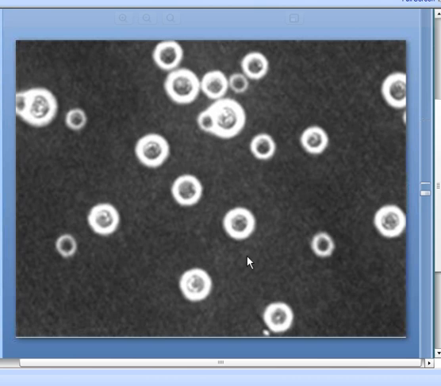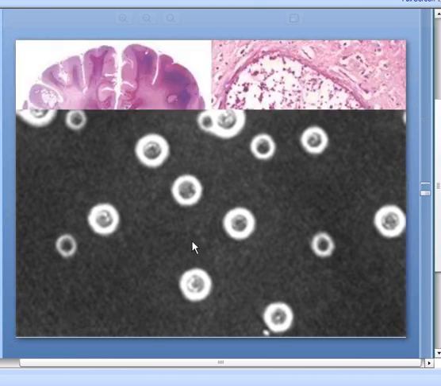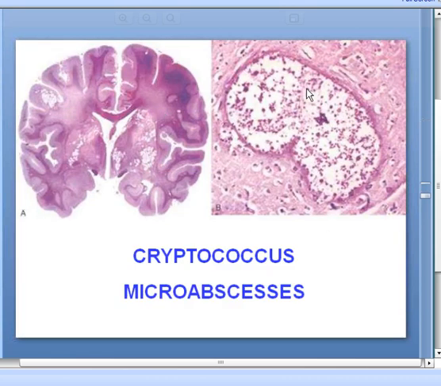As you might also guess, you don't need a stain for this. You just get some India ink, mix it with your spinal fluid, and look at it under the microscope. You see all these white little buggers looking at you. You can say this patient has Cryptococcus. Could a Cryptococcus form a microabscess? Sure. Any encephalitis can form a microabscess.